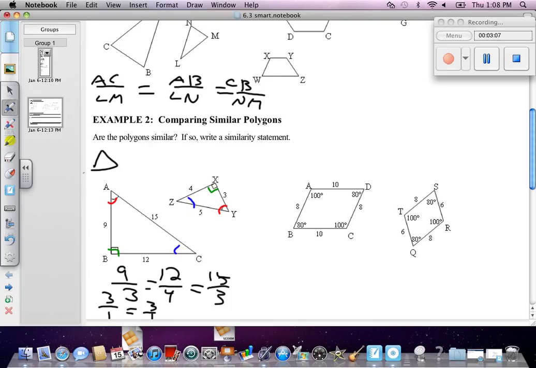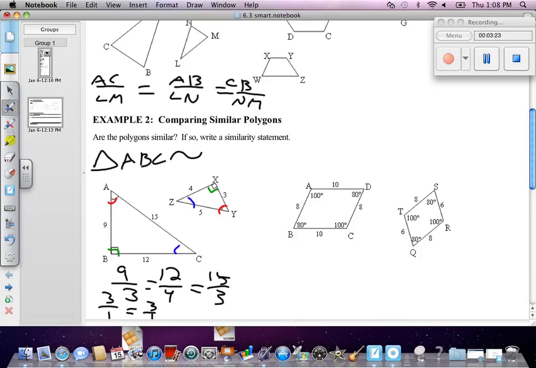So we say triangle ABC is similar. Now similar goes like this. You know, congruent would have the equal sign under it. The similar sign is just like the top of the congruent sign. Okay? And then we have to list them in the same order.